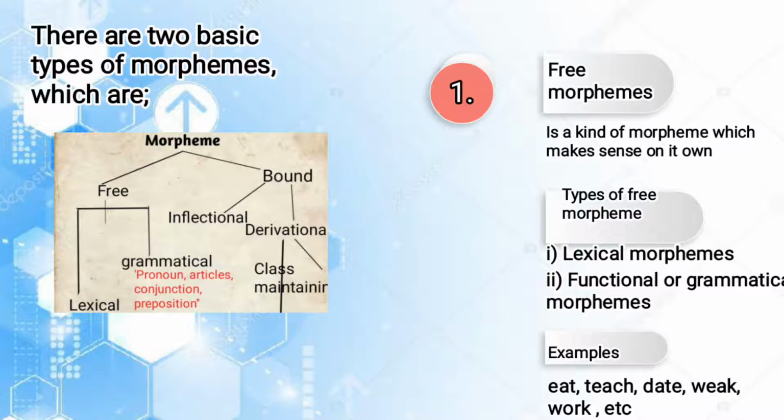Free morphemes. It is a kind of morpheme which makes sense on its own. Types of free morpheme. 1. Lexical morpheme. 2. Functional or grammatical morphemes. Example, eat, teach, date, week, work, etc.